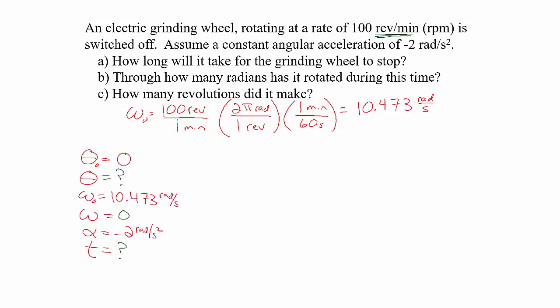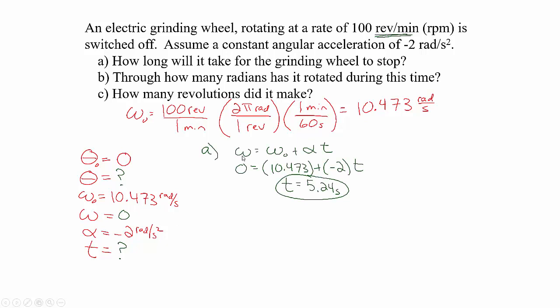The initial angular position is 0. The initial angular velocity, omega sub 0, is 10.473 radians per second. The final angular velocity is 0. It's stopping. The angular acceleration is -2 radians per second squared. And we want to know how much time it takes to stop and what angle it has turned through when it has stopped.